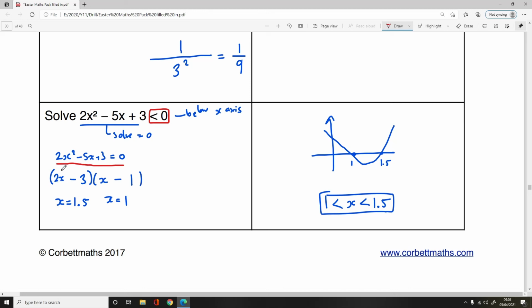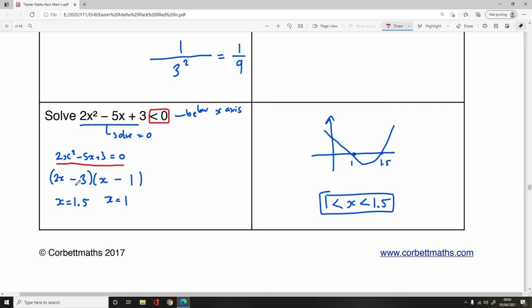We know it's 2x and x, because that's the only way you get 2x squared. We know it's 3 and 1, because that's the only way you get 3. And we know they're minus, because that's the only way you're going to get minus 5x for what they add up to. And then you just need to think about whether it was minus 1 minus 3, or minus 3 minus 1. So you do a little check. This would give us minus 3x, this would give us minus 2x. Overall, that's minus 5x, so this is the right way round. And so that's our factorising.